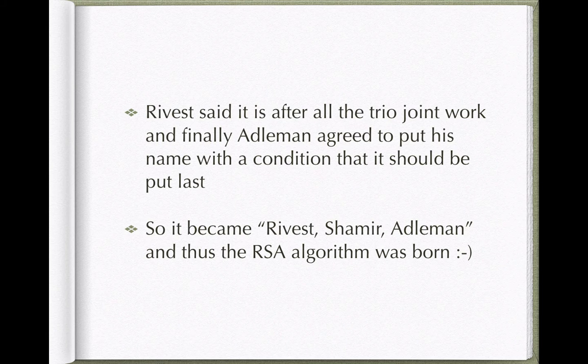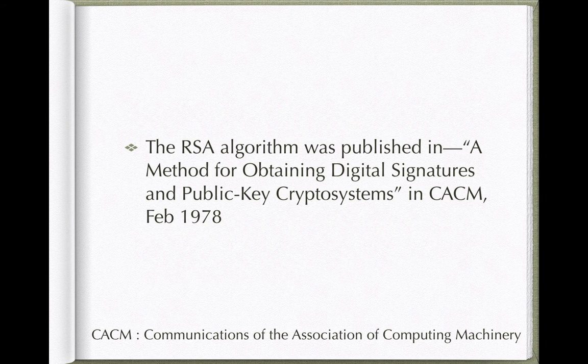Immediately they completed the paper, and the paper name is called A Method for Obtaining Digital Signature and Public Key Crypto System, and they published it, as usual, in the Communications of the ACM. It took a long time to publish this. So finally in February 1978 they published this.